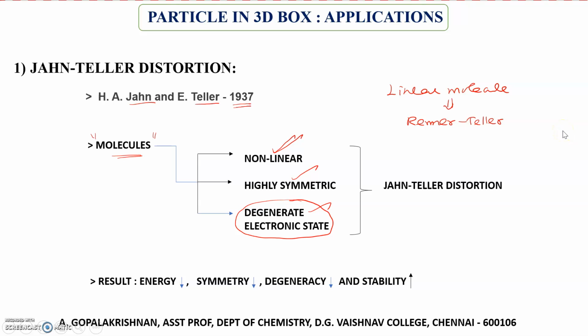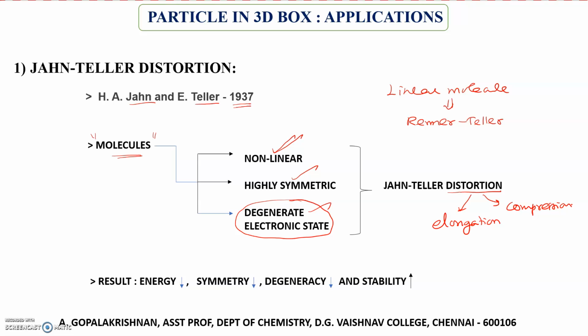Okay, what is actually distortion? Distortion means geometrical distortion, where some bonds may undergo elongation, some bonds may undergo compression. So the distortions may be elongation of geometry or compression of geometry. Elongation of bond or compression of bond.